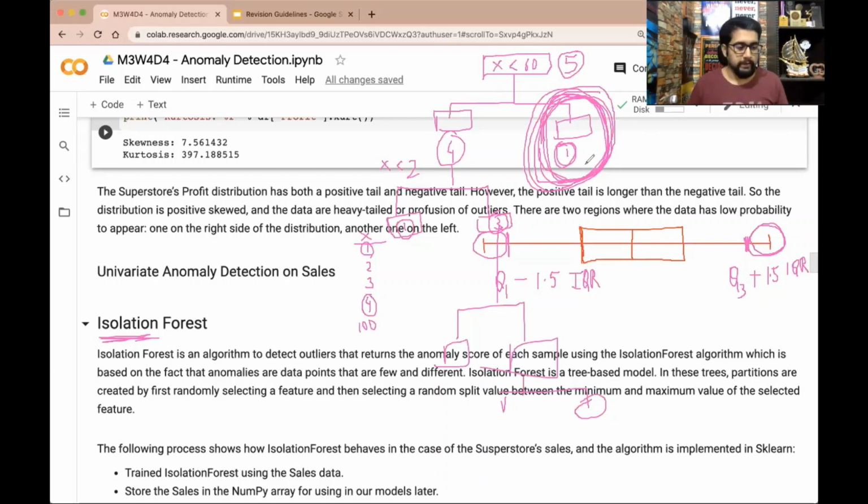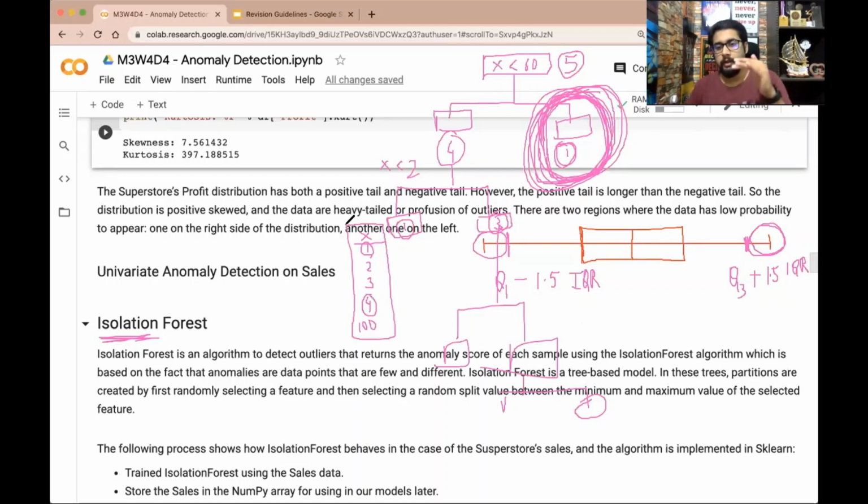Which will be called, let's say, the anomaly score. So this one's score will be high, in terms of the probability of this being an anomaly will be very high, because it got segregated at the very top. Whereas these observations will go to more depth because these are normal observations. Okay, so I hope you have developed an intuition of how depth can give us a measure.